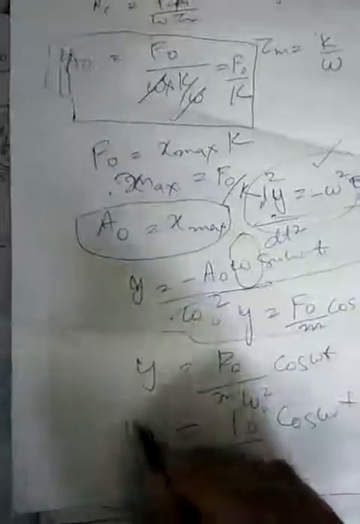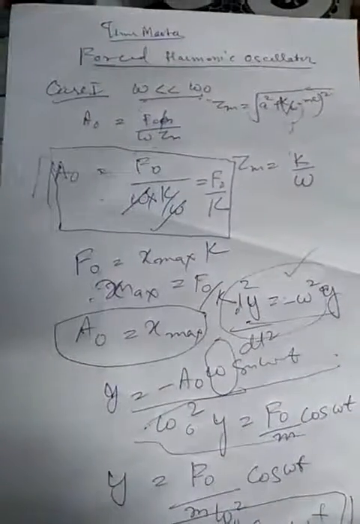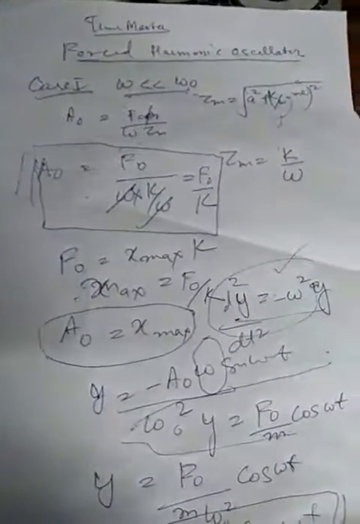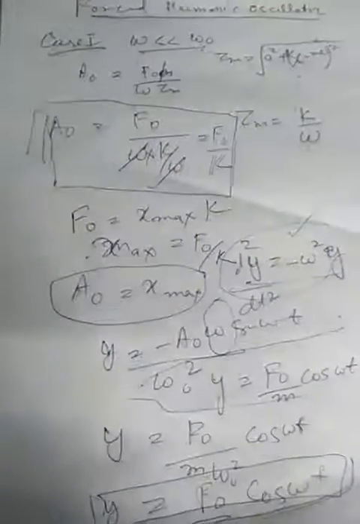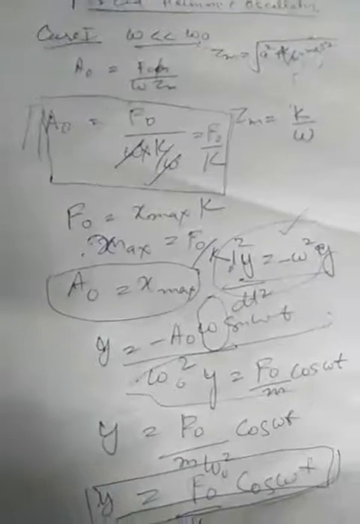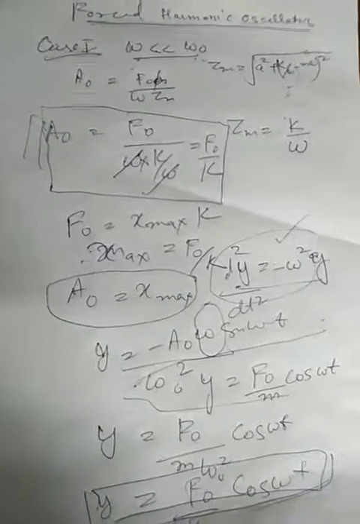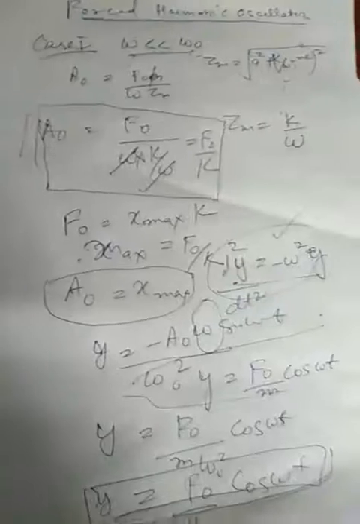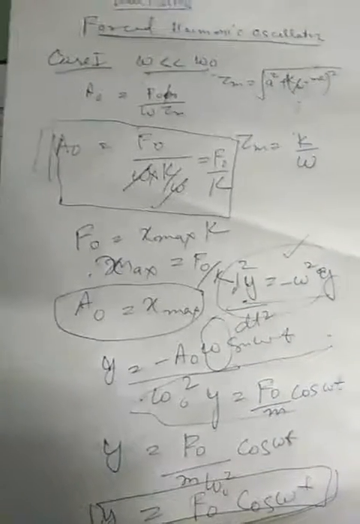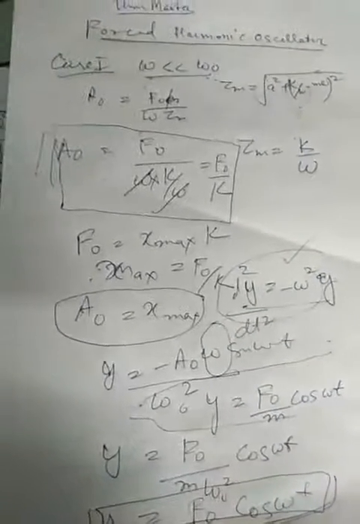So that means at low frequency the value of y comes out to be f naught by k cos of omega t. So that is the equation for the low driving frequency, when the frequency of the driving source is very small. Now that means at low frequency the system cannot be driven properly. It can go up to only a small value of displacement.